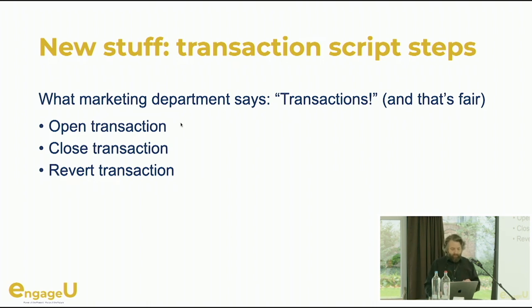So, marketing says transactions. Well, you've got new script transactions. That's really nice. And it comes with 3 script steps: open transaction, commit transaction, and revert transaction. And I forgot to mention on the slide, it also comes with a new calculation function, which is Get(TransactionOpenState), which tells you if you have an open transaction or not. Okay, this is the feature as marketed.